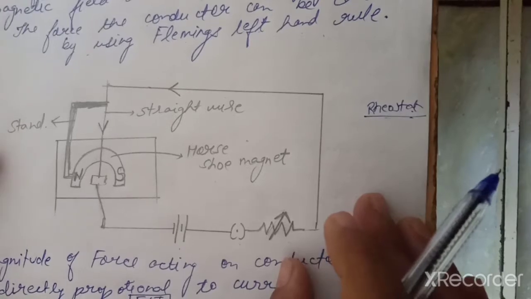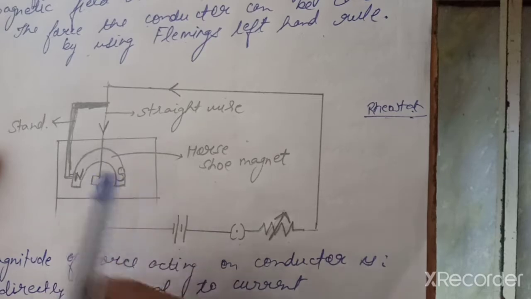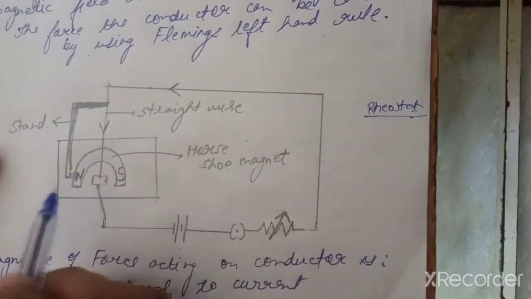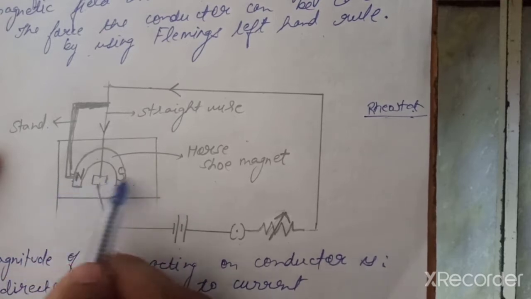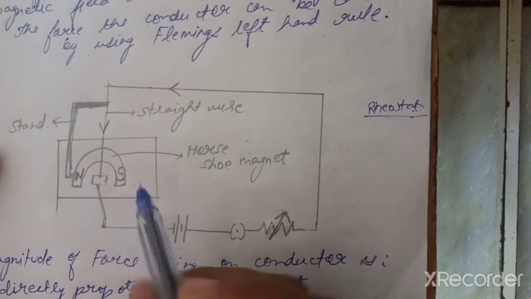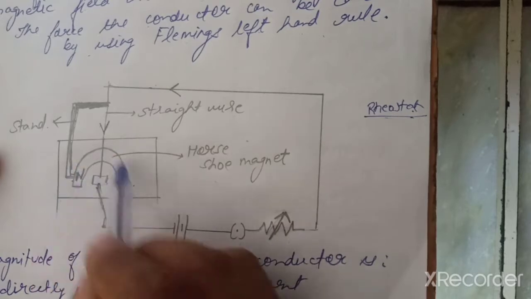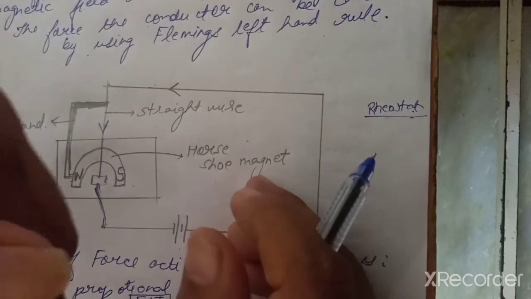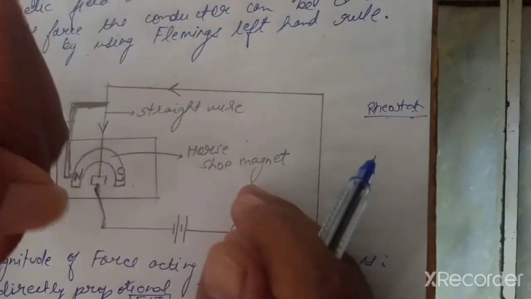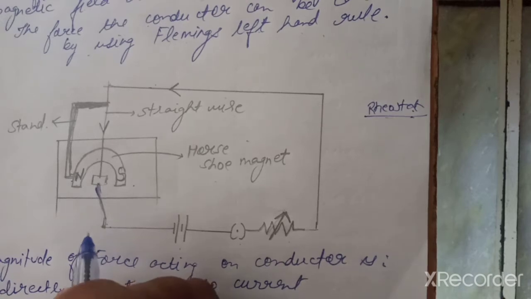Now in this experiment, this is the straight wire and a magnet is there. The direction of current is in this direction, and since it is a horseshoe magnet, this is the north pole and this is the south pole, so the direction of the magnetic field will be in this direction. Due to this current and the magnetic field, this wire will show deflection. It means it will either move in this direction or in the backward direction. This movement is given by Fleming's left hand rule, and you can easily find the direction with its help.